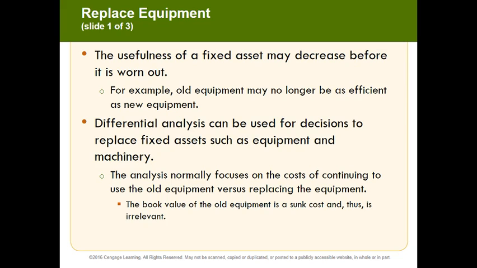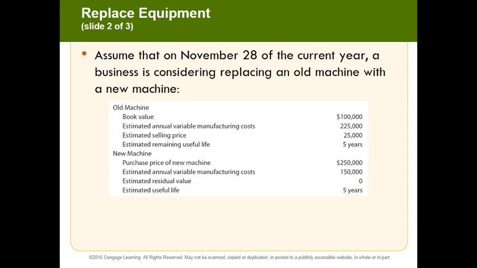So then we're in a position of determining whether or not to replace that asset, such as equipment or machinery, with a newer version. This type of analysis is going to typically focus on the costs of continuing to use the old equipment versus replacing the equipment. Remember, book value of the old equipment is a sunk cost, so it is an irrelevant part of our decision making. So look at November 28th of the current year.